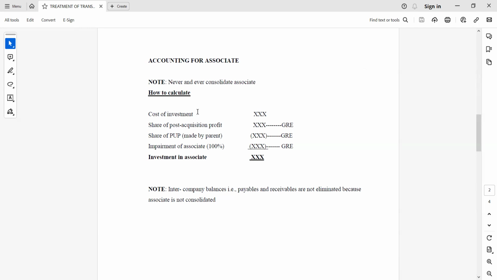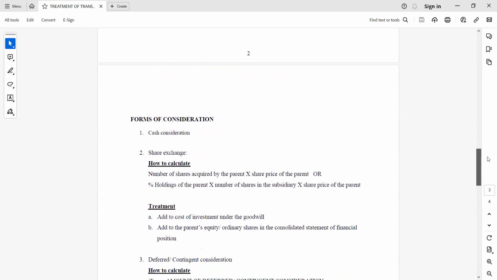So you take the cost of investment, then share of post-acquisition profit. Then you also add your share of PUP if it is made by the parent, then impairment of associate, if there's any. When you subtract that, you get your investment in associate. And here it is just the same. The company balances, if it is in payables and receivables, are eliminated because an associate is not consolidated. You don't consolidate an associate.